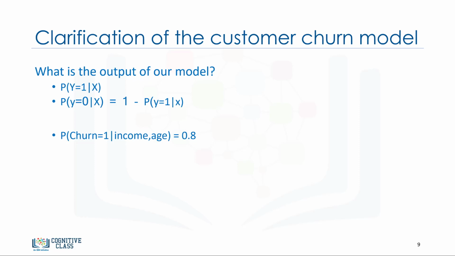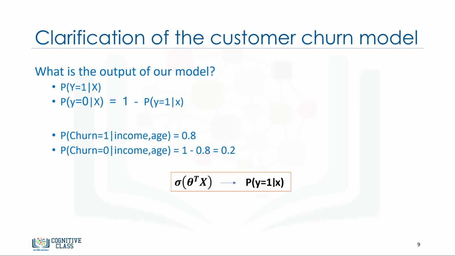churn equals 1 given a customer's income and age, which can be, for instance, 0.8. And the probability of churn is 0 for the same customer, given a customer's income and age can be calculated as 1 minus 0.8 equals 0.2.